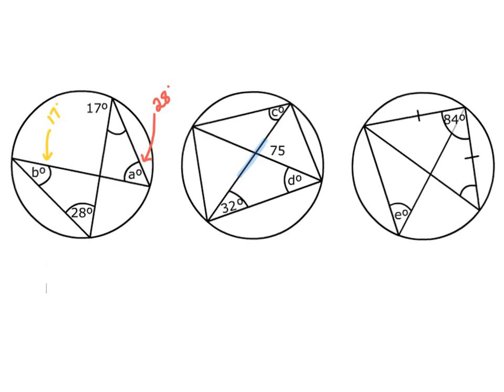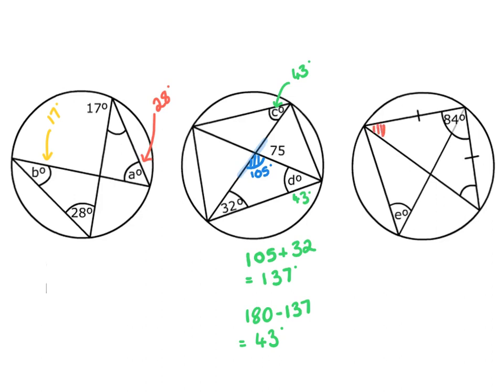This one, we need to use our angle rules, that angles on a straight line add up to 180. So this blue angle here is going to be 105 degrees. Then use the fact that angles in a triangle add up to 180. So 105 add 32 gives us 137 degrees. Subtract that from 180 to find that angle D. So we have the angle D is 43 degrees, and then angle C is exactly the same, so it's also 43 degrees.